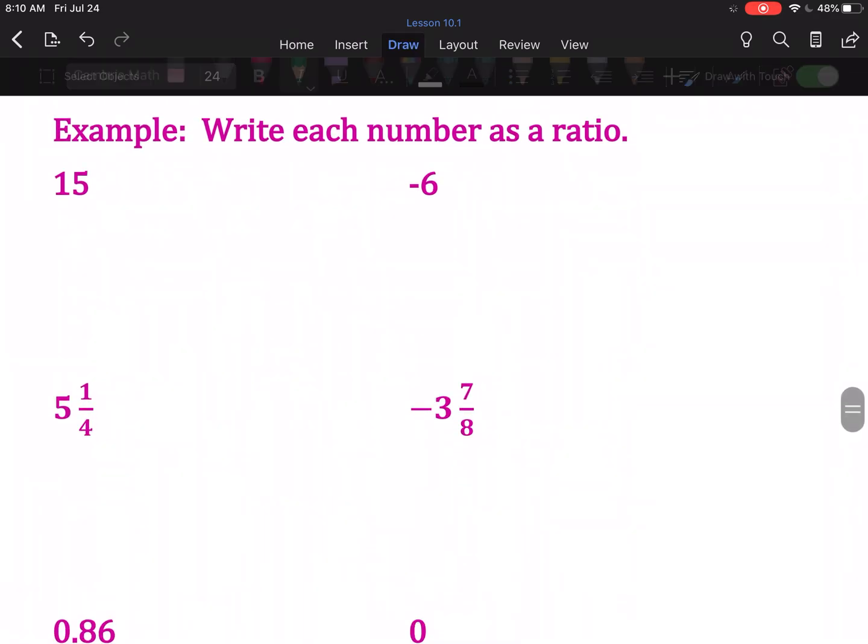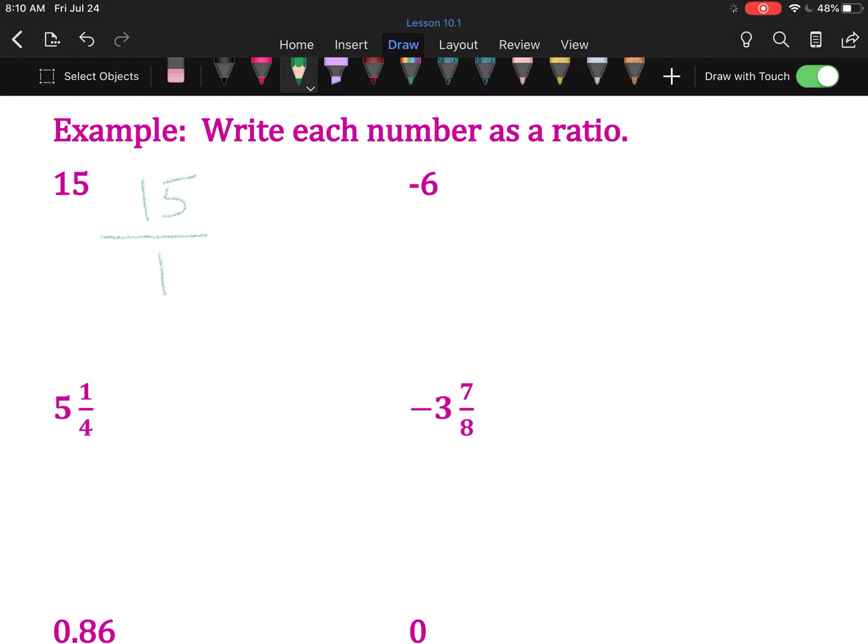Next, write each number as a ratio. Means force it to be a fraction. So 15 as a fraction is just 15 over 1. -6 is -6 over 1. 5 1/4, we have to do our multiply, add diagonally trick. 4 times 5 is 20, plus 1 is 21, so that's 21/4. Same thing on the next example, we just carry the negative number with us.